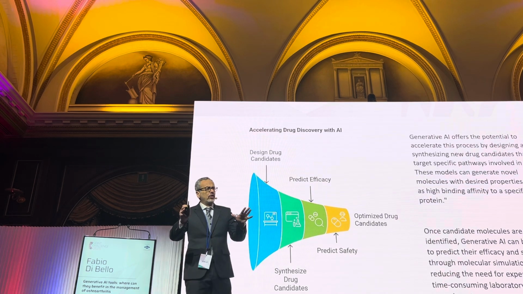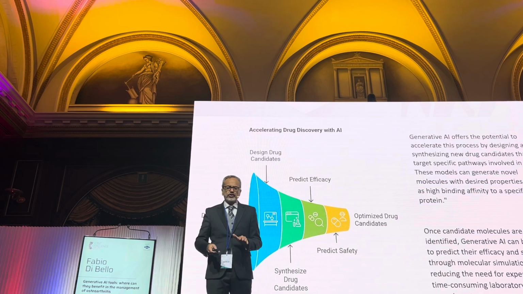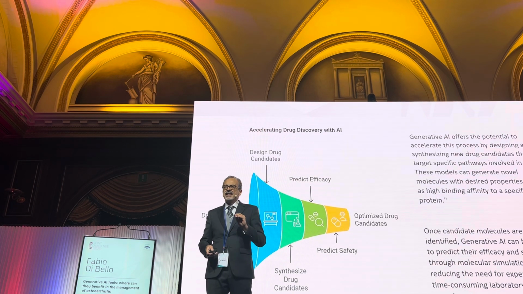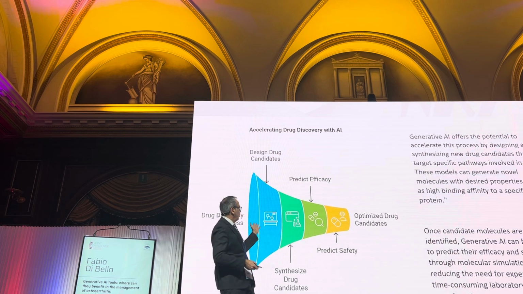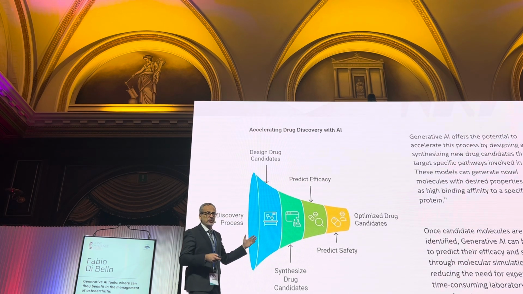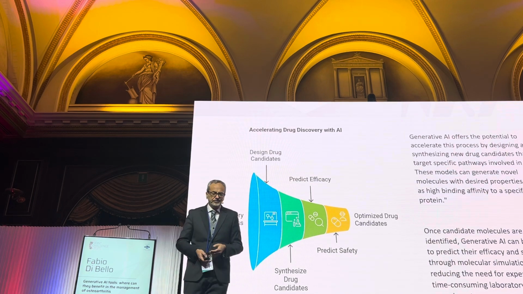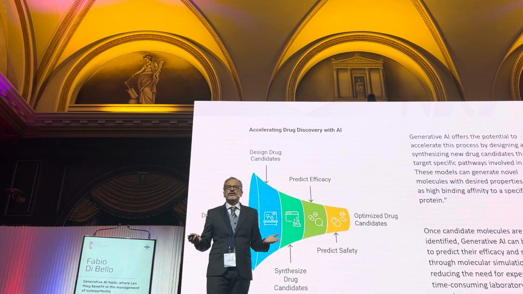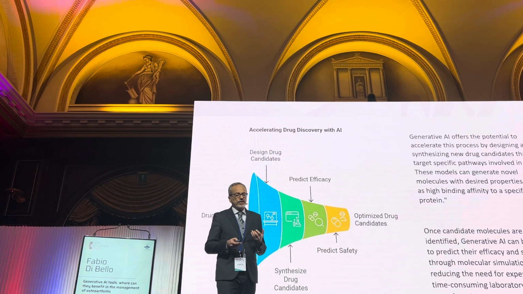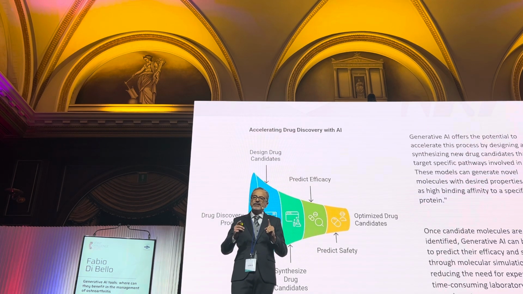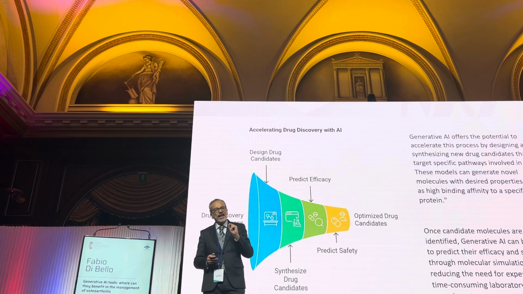I know you are all clinicians here, probably some of you are researchers as well, but AI can be used to accelerate the drug discovery. That's the typical workflow, okay, to produce and to come up with a new molecule. Well, drug discovery is notoriously expensive and time-consuming. Generative AI offers the potential to accelerate this process by designing and synthesizing new drug candidates that target specific pathways involved in osteoarthritis.